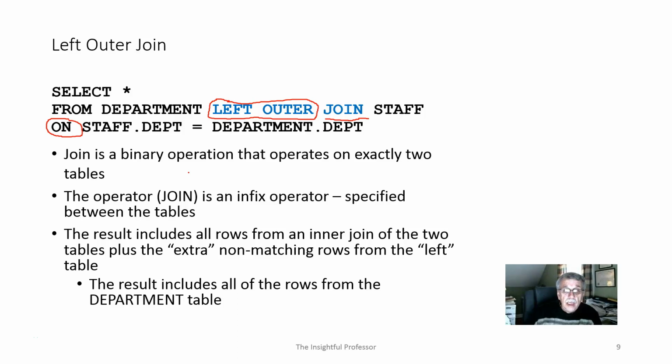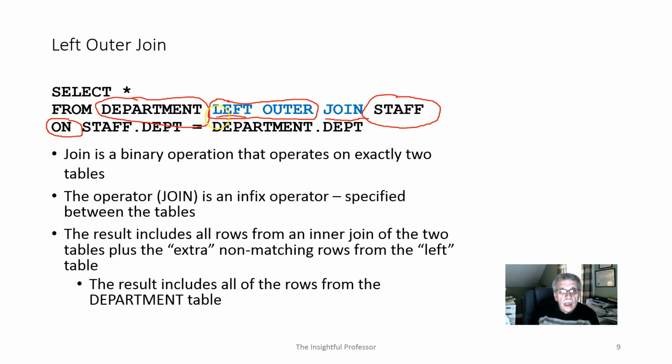So that makes it very easy to understand what the outer join is going to do. Because what happens is we specify that this is not just any old outer join, but it is a left outer join. Notice that our operator sits between the two tables, and the name of one of the tables, in this case staff, is placed to the right of the operator. And the name of the other table, in this case department, is placed to the left of the operator. Again, that's characteristic of an infix operation.